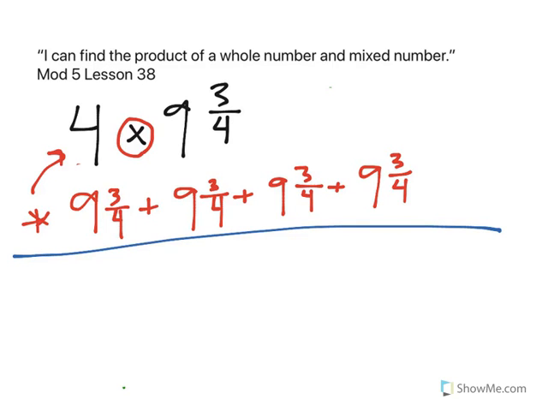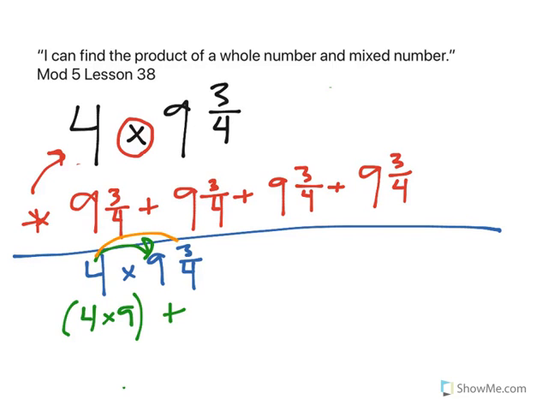So I'm going to say I want to distribute my 4 to each of the parts in this mixed number. So first I'm going to distribute my 4 to the 9. So 4 times 9. Then I'm going to add the second part, which is 4 times 3/4.